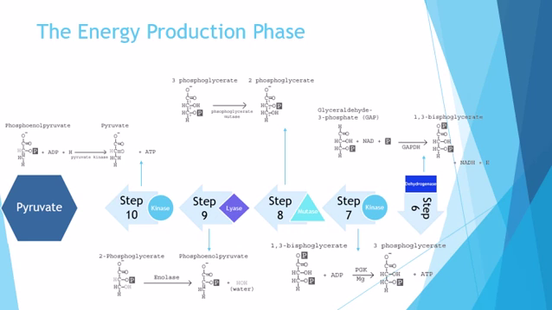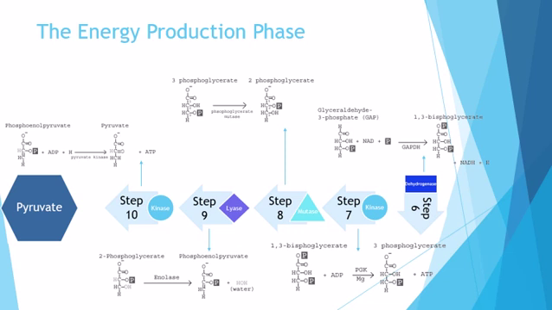In step 7 of glycolysis, another kinase enzyme catalyzes a phosphorylation reaction. The kinase transfers 1 phosphate from 1,3-bisphosphoglycerate to ADP to form ATP and 3-phosphoglycerate. Here, it is important to note that this step is reversible, even though ATP is formed.